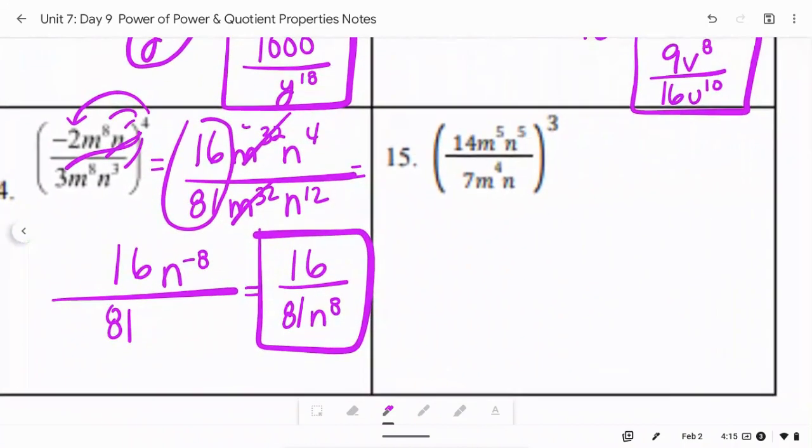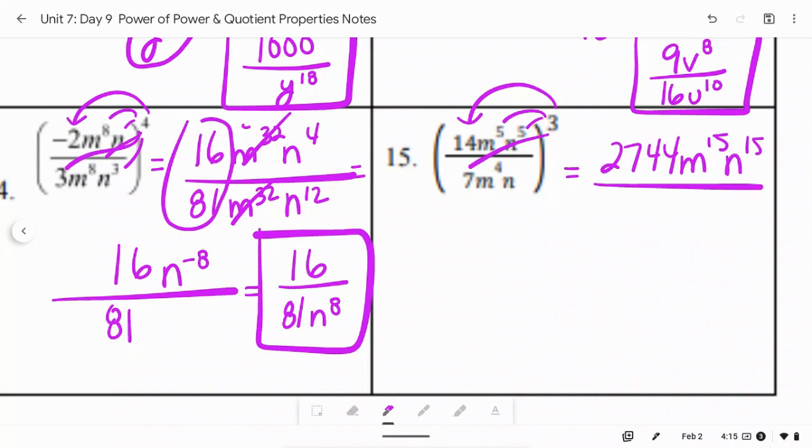Last example, example 15, let's distribute the third power. So I'm going to do 14 to the third power in my calculator. I get 2,744, and then multiply the exponents. So m to the 15th, n to the 15th, all over 7 to the third power in my calculator. When I type that in, I get 343. Multiply the exponents to get m to the 12th, n to the third.